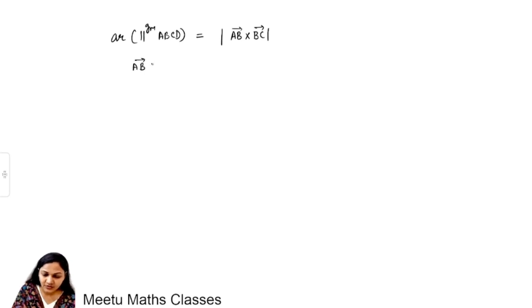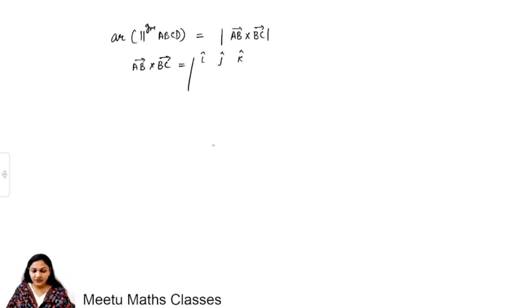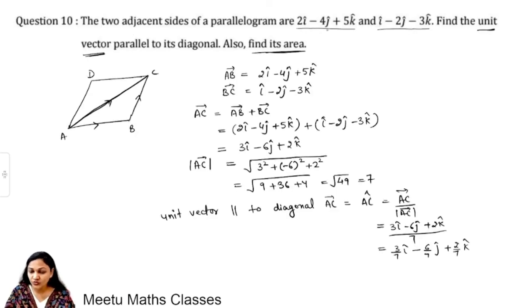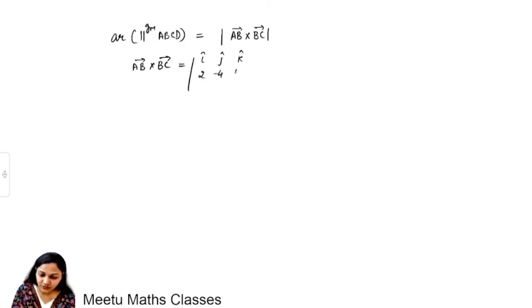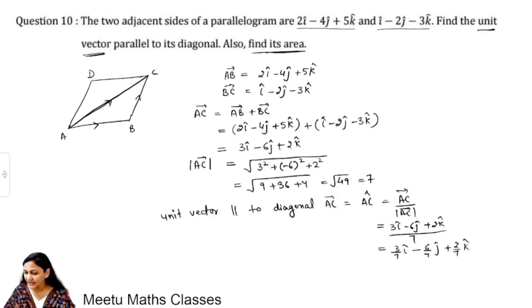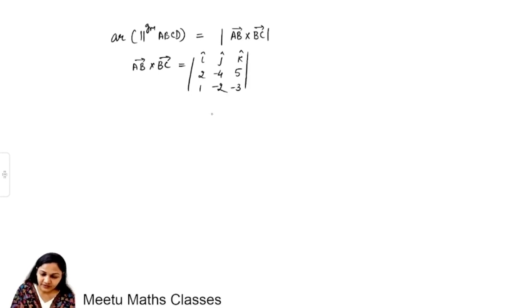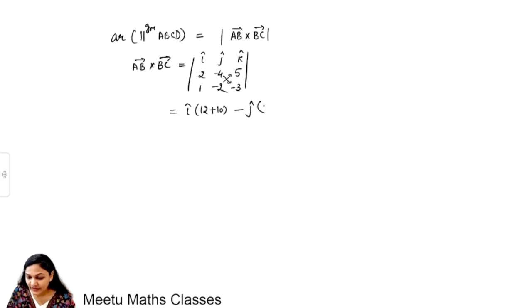AB cross BC. Cross product will be i, j, k. Coefficients of AB are 2, minus 4, 5 and 1, minus 2, minus 3. This will be equal to i into 12 minus 10, minus j times, now 2 into minus 3 is minus 6, minus 1 into 5 is 5, plus k times 2 into minus 2 is minus 4, minus 1 into minus 4 is minus 4.